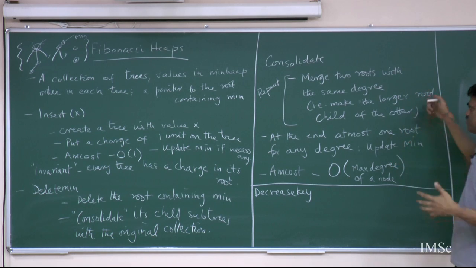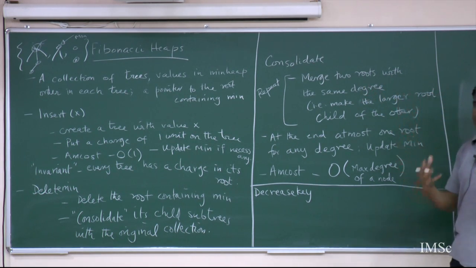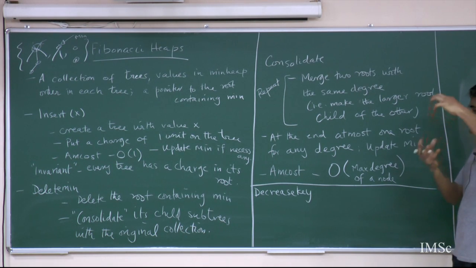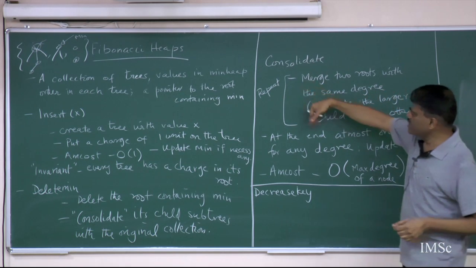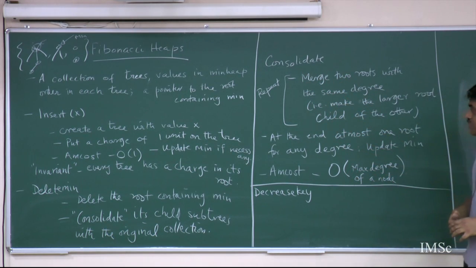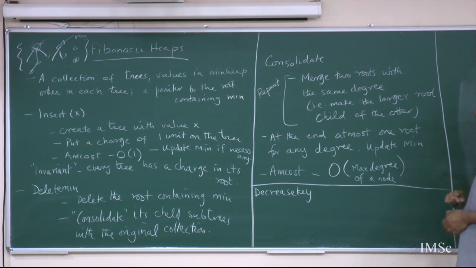What do I mean by merge them? I make one the child of the other. The min heap property tells me which one I should make the child of the other. The larger one becomes the child of the smaller one. Okay, so that is done in this consolidate step, so that at the end of it we have at most 1 root for any degree, and we will also update the min value.